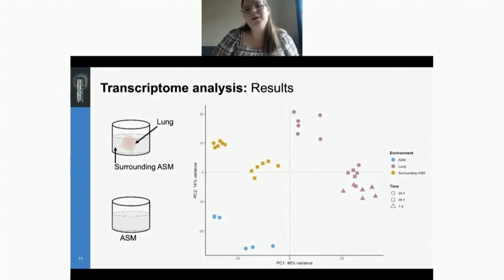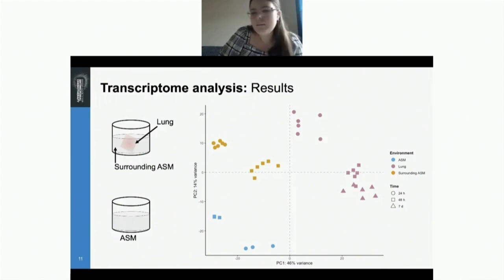We've got a different environment in the model, but we're also seeing a different shift in time. From 24 hours growth in vitro, the blue circles at the bottom of the screen, you see that when you go on to 48 hours in vitro, they seem to move to the left in PC1 and up in PC2. In contrast, for the 2 lung model environments, the surrounding ASM and the lung tissue itself, you see a shift from those circle dots at 24 hours to the right in PC1 and down in PC2 for 48 hours and the 7-day extended time point in the lungs.